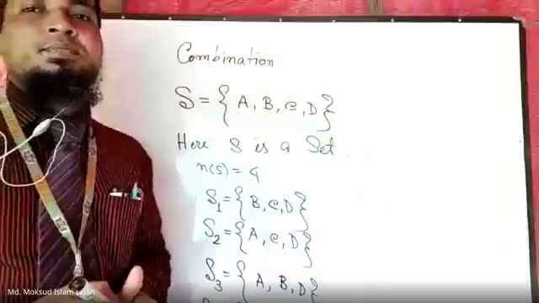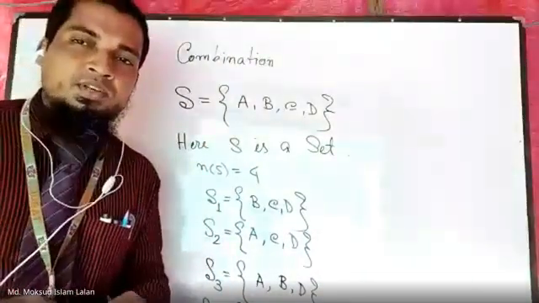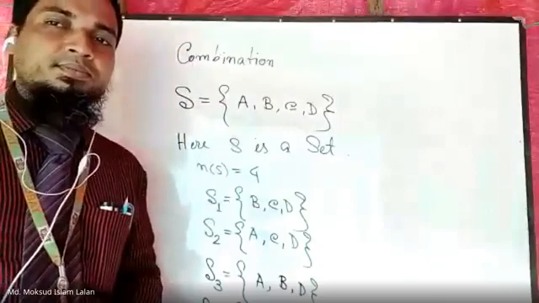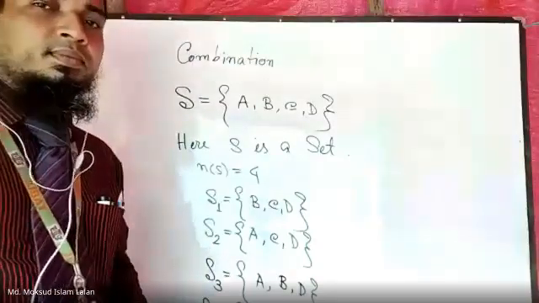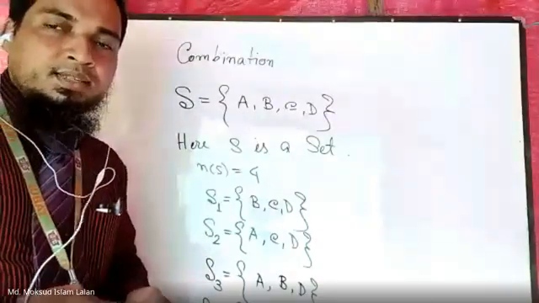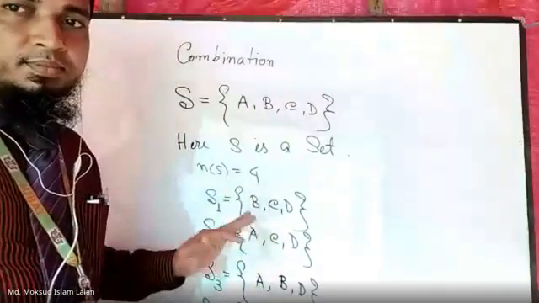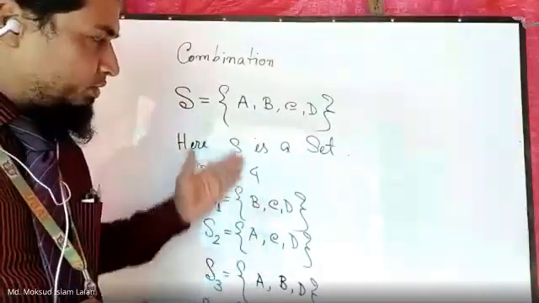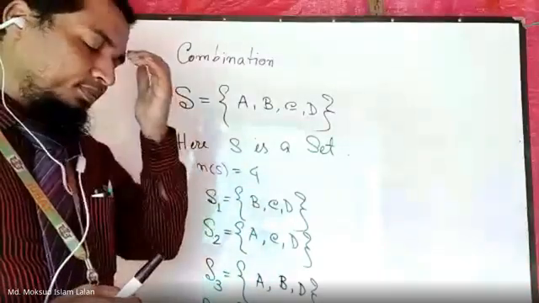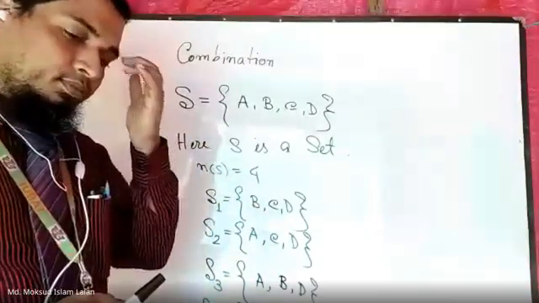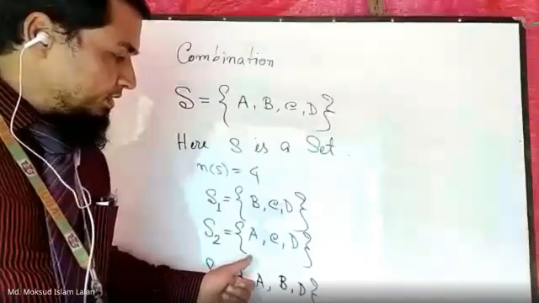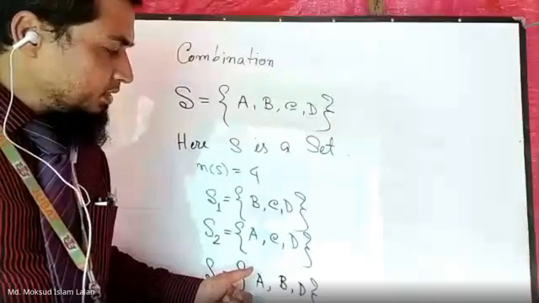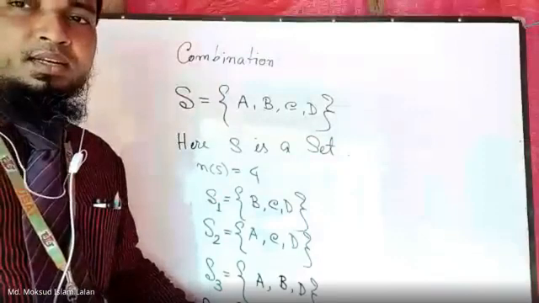Can you form any other subset by considering three elements? Would you please try? Yes, sir. Sir, ABC. Sahin, would you please? Sir, ABC, we have already written.